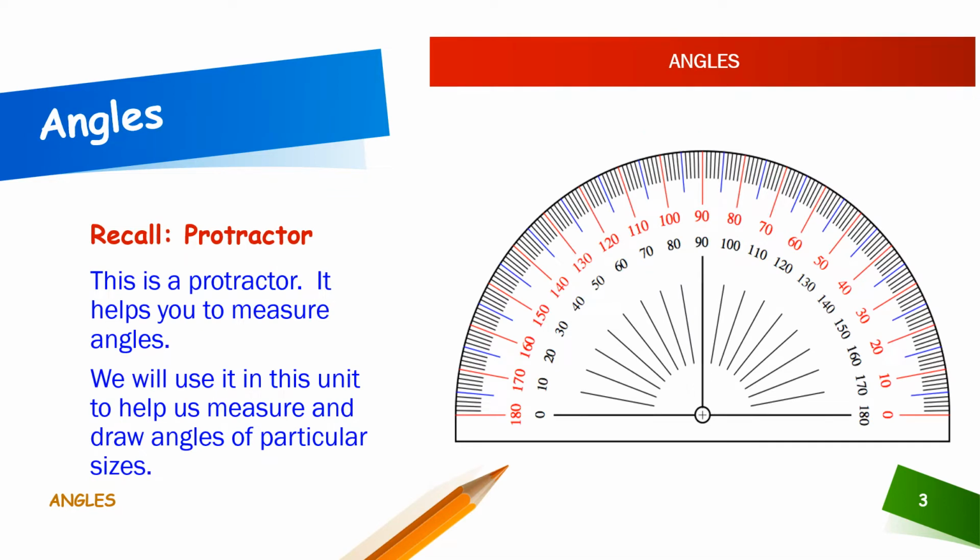This is a protractor. It helps you to measure angles. We will use it in this unit to help us measure and draw angles of particular sizes. Look closely at this protractor. It is semicircular and has 180 equally spaced intervals marked on it. On the right-hand side is 0 degrees, as shown here, and on the left is 180 degrees. In the middle, we have 90 degrees.